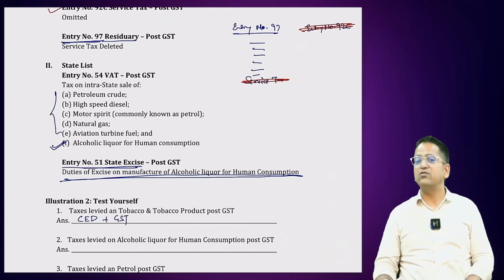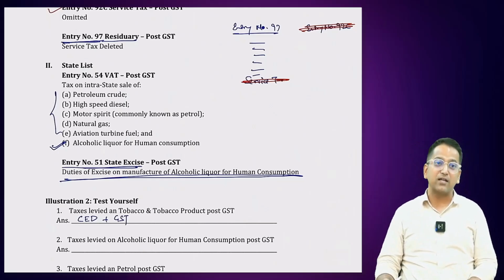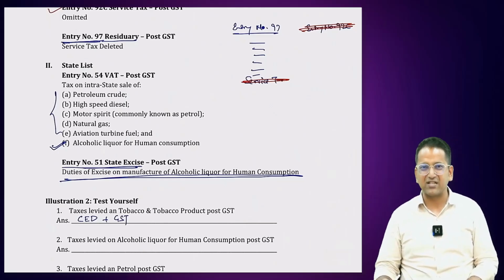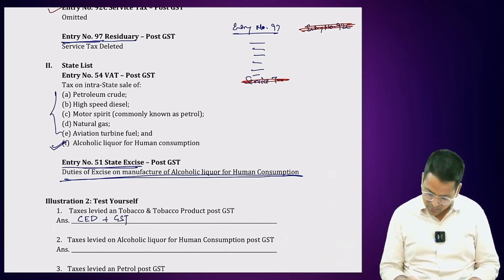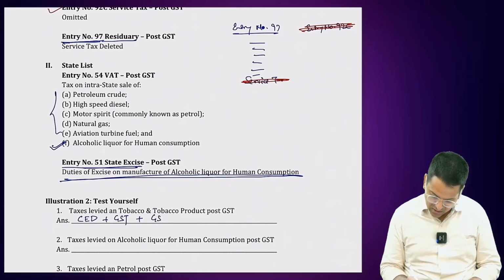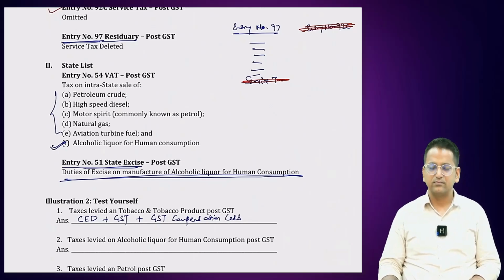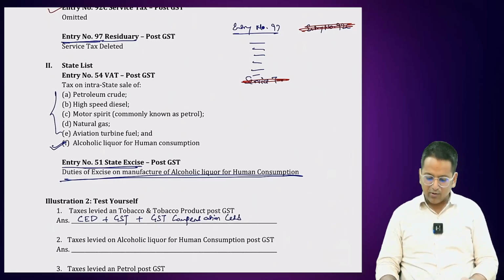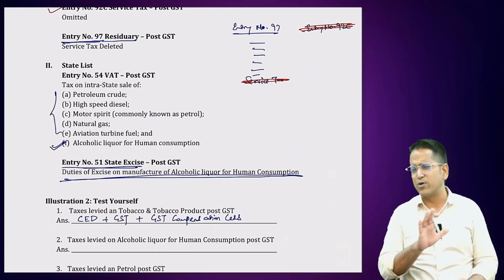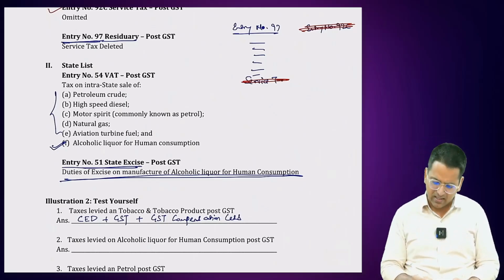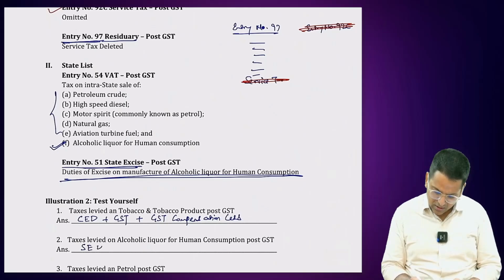On sin goods and luxury goods, there's a GST compensation cess. These are sin goods. These are bad things. Okay, the tobacco products. What else is being levied on this? GST compensation cess. Okay, what else is being levied on alcoholic liquor for human consumption? After GST, there's no change. What was being levied before is still being levied. One is the state excise duty, and the other is VAT or CST, whatever you may call it.